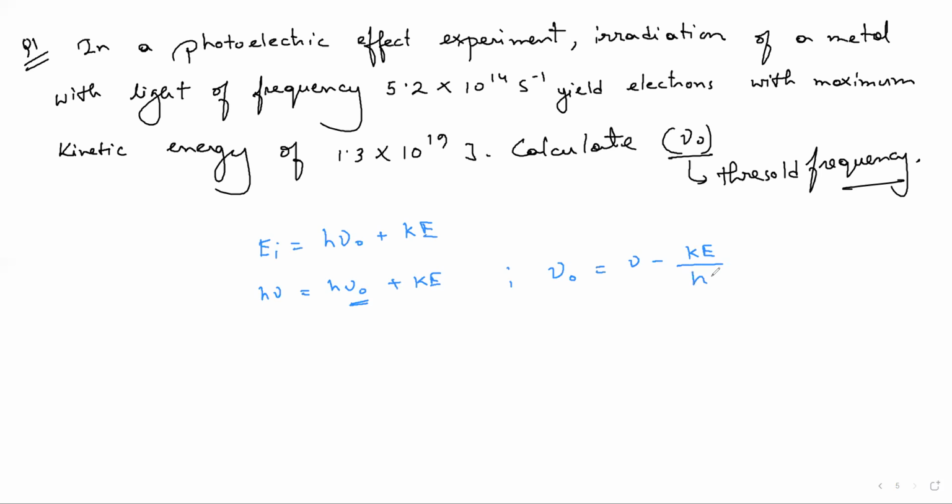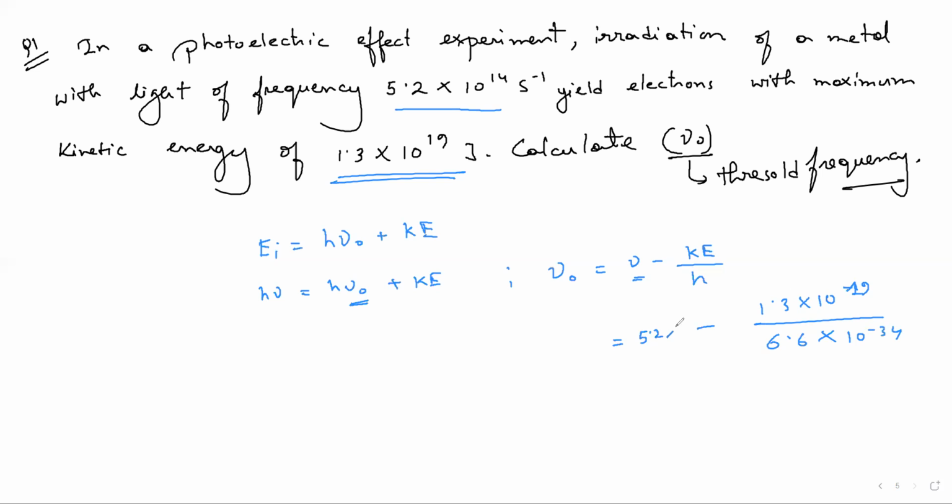Now the kinetic energy value is given, 1.6 into 10 to the power minus 19 joule. Just put the value, 1.6 into 10 to the power minus 19. And what is the value of h? 6.6 into 10 to the power minus 34. Now what is the value of nu? The nu value is given as 5.2 into 10 to the power 14.